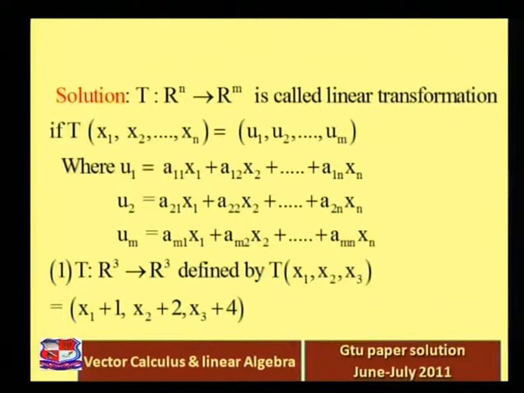So T from Rn to Rm is called linear transformation if T of x1, x2 up to xn is equal to u1, u2 up to um, where, this is important, all the coordinates of the codomain, that is u1, u2 up to um, can be expressed as a linear combination of x1, x2 up to xn. That means u1 can be expressed as a11 x1 plus a12 x2 plus a1n xn. u2 can be expressed as a21 x1 plus a22 x2 plus up to a2n xn, up to um, which is equal to am1 x1 plus am2 x2 up to amn xn.